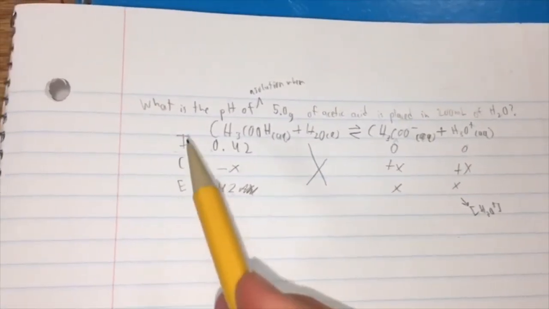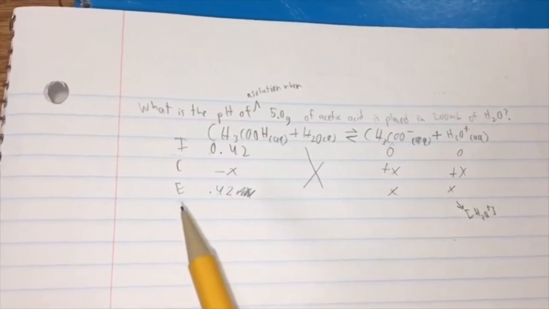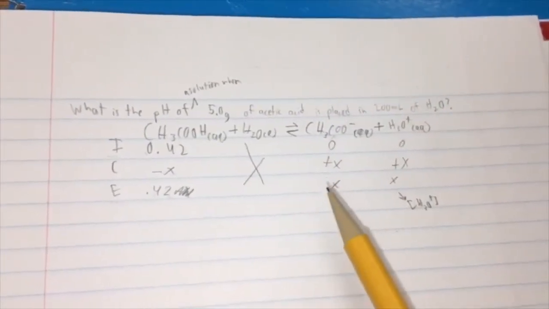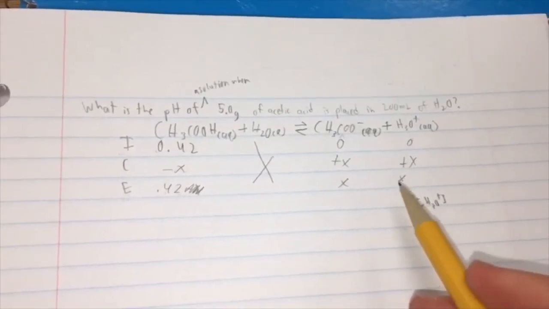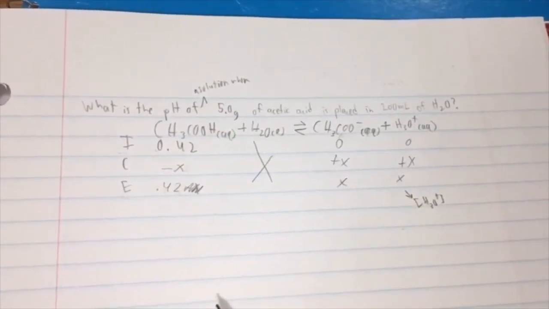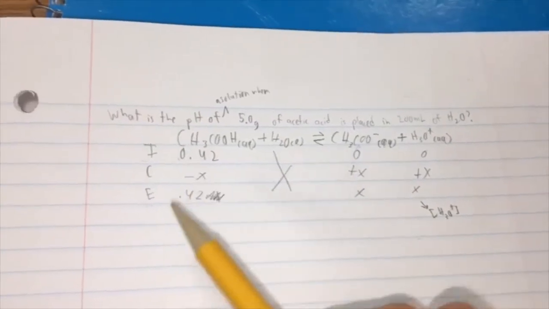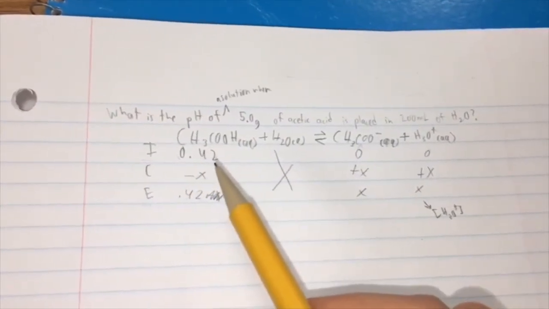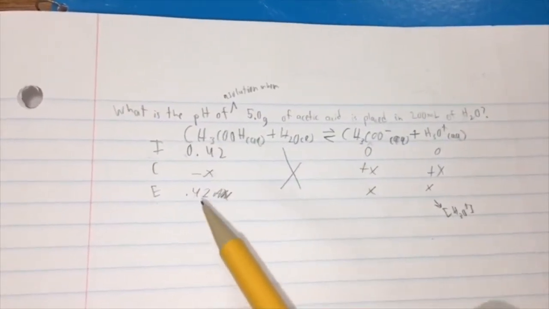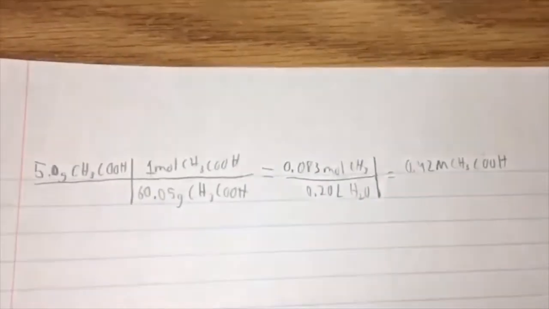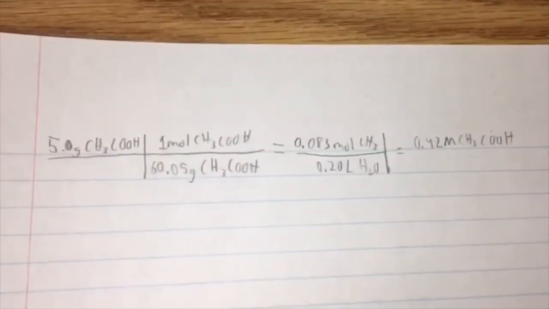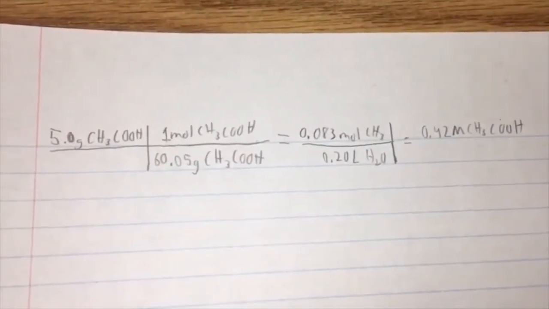Now ICE stands for initial, change, equilibrium. Since we're trying to find the pH, and pH is the concentration of hydronium, we're trying to find this x. And so we get started. But in an ICE table, everything needs to be in molarity, or at least here it does. And we can't do that with 5 grams at 200 milliliters. So you have to do some dimensional analysis, as shown here, to get 0.42 molar acetic acid.